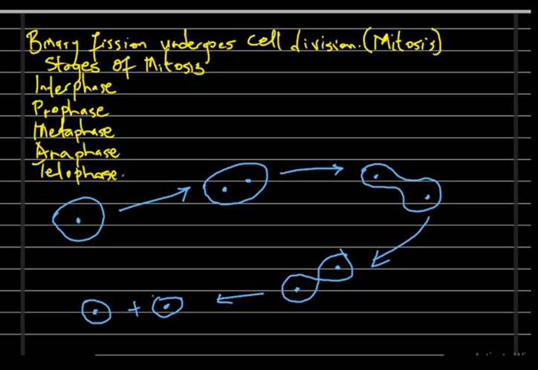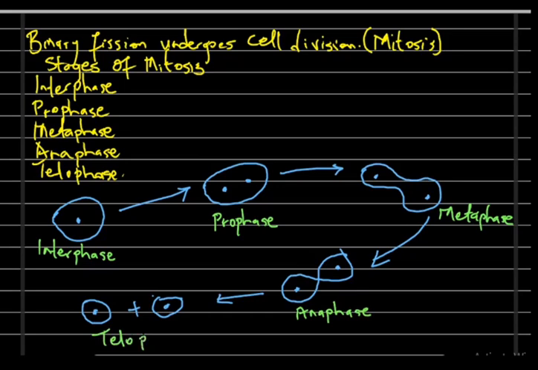Now if we look closely, let me quickly label them. This is the interphase. We have prophase here. Here we have the metaphase. Here we have the anaphase, and here we have the telophase. Usually we call the interphase and the telophase the resting stage.